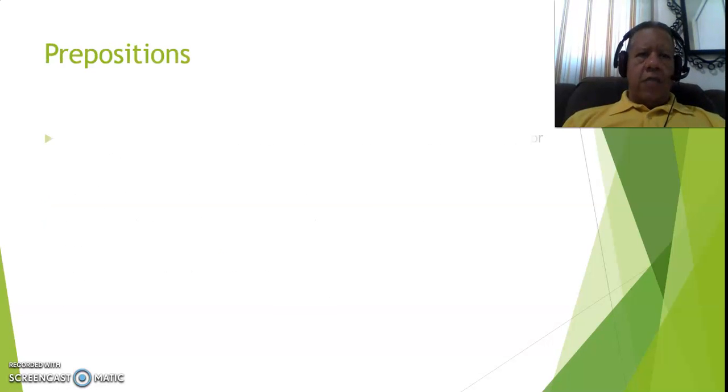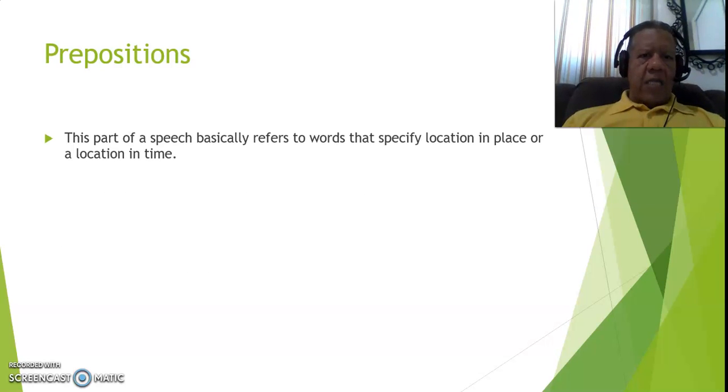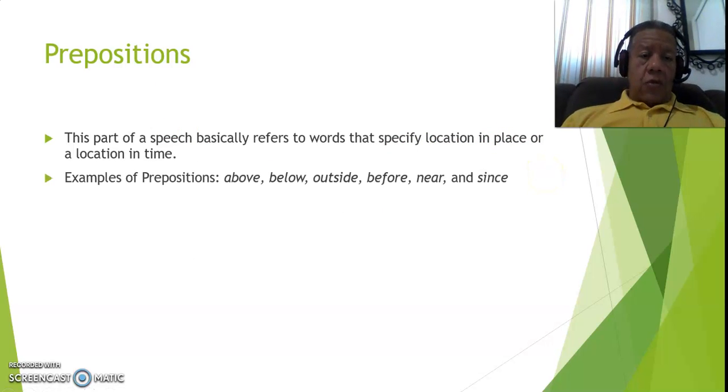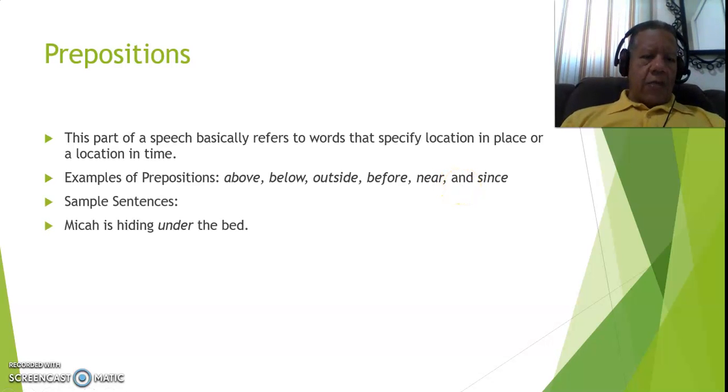Let's continue with prepositions. This part of speech basically refers to words that specify a location in place or a location in time. Las preposiciones siempre nos van a dar una idea entre lo que se refiere específicamente a ubicación en lugar, en tiempo y en espacio. Tenemos muchos tipos de preposiciones, por ejemplo estas: above, below, outside, before, near, and since. We got here some examples.